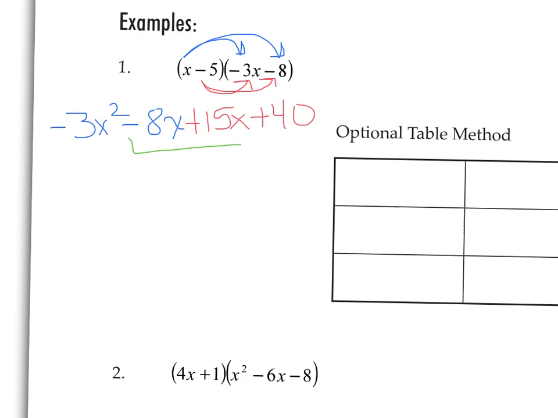There are generally like terms here in the middle, so I'm going to add those. Negative 8x plus 15x makes positive 7x. I have a negative 3x squared here at the front and a plus 40 here at the back. So negative 3x squared plus 7x plus 40.